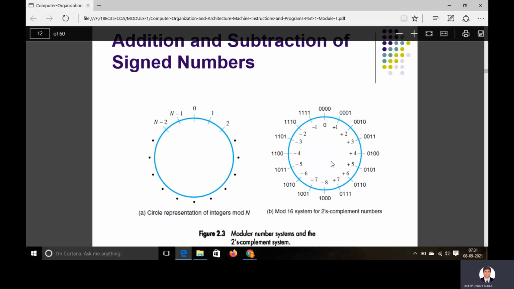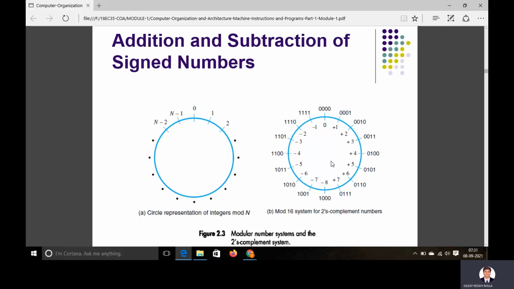You see this first diagram here. It's a modular number system and the two's complement system. So which one is the modular number system? For the two's complement system, it is the right side one, B. The first one is what? Circle representation of integers mod n. If you have n number of integers, we can represent that by using this method: 0, 1, 2, 3, 4, 5, 6, 7 and so on up to n minus 2 and n minus 1.